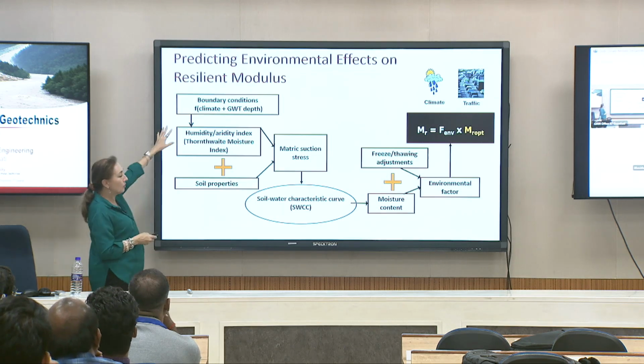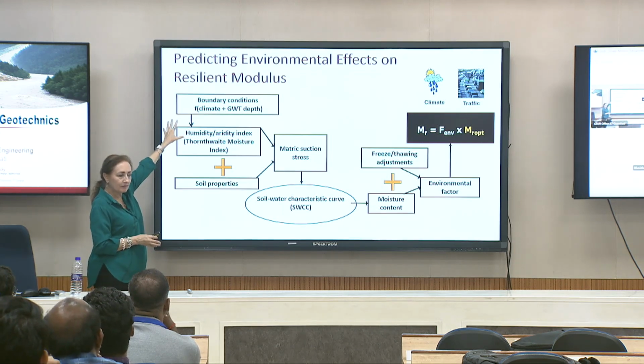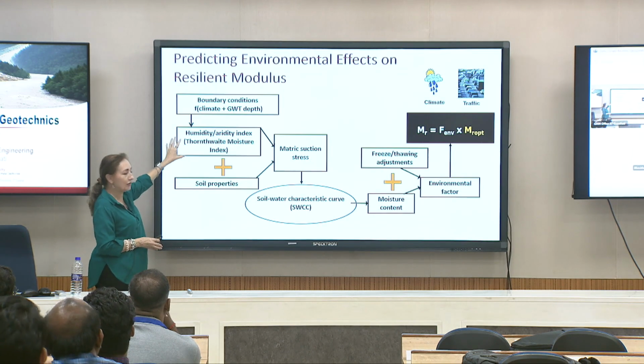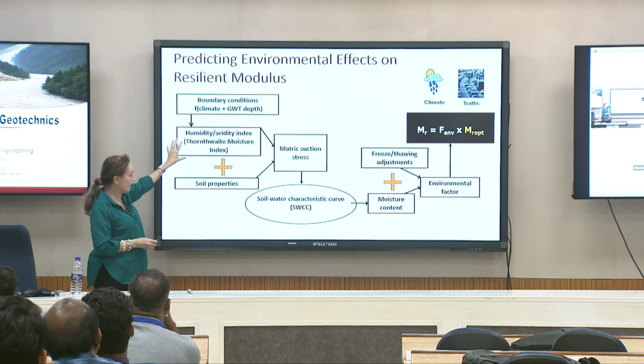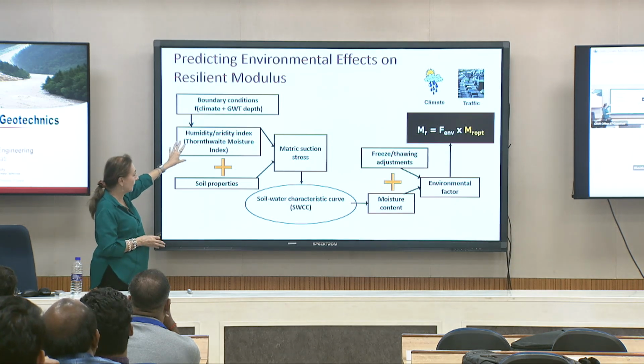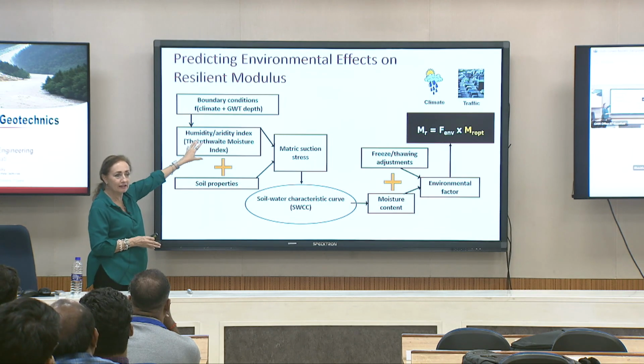And basically, with this climate, we estimate the Thornthwaite moisture index. The Thornthwaite moisture index, I'm going to go over that in a second, is a humidity or aridity index that represents the climatic conditions of a site.